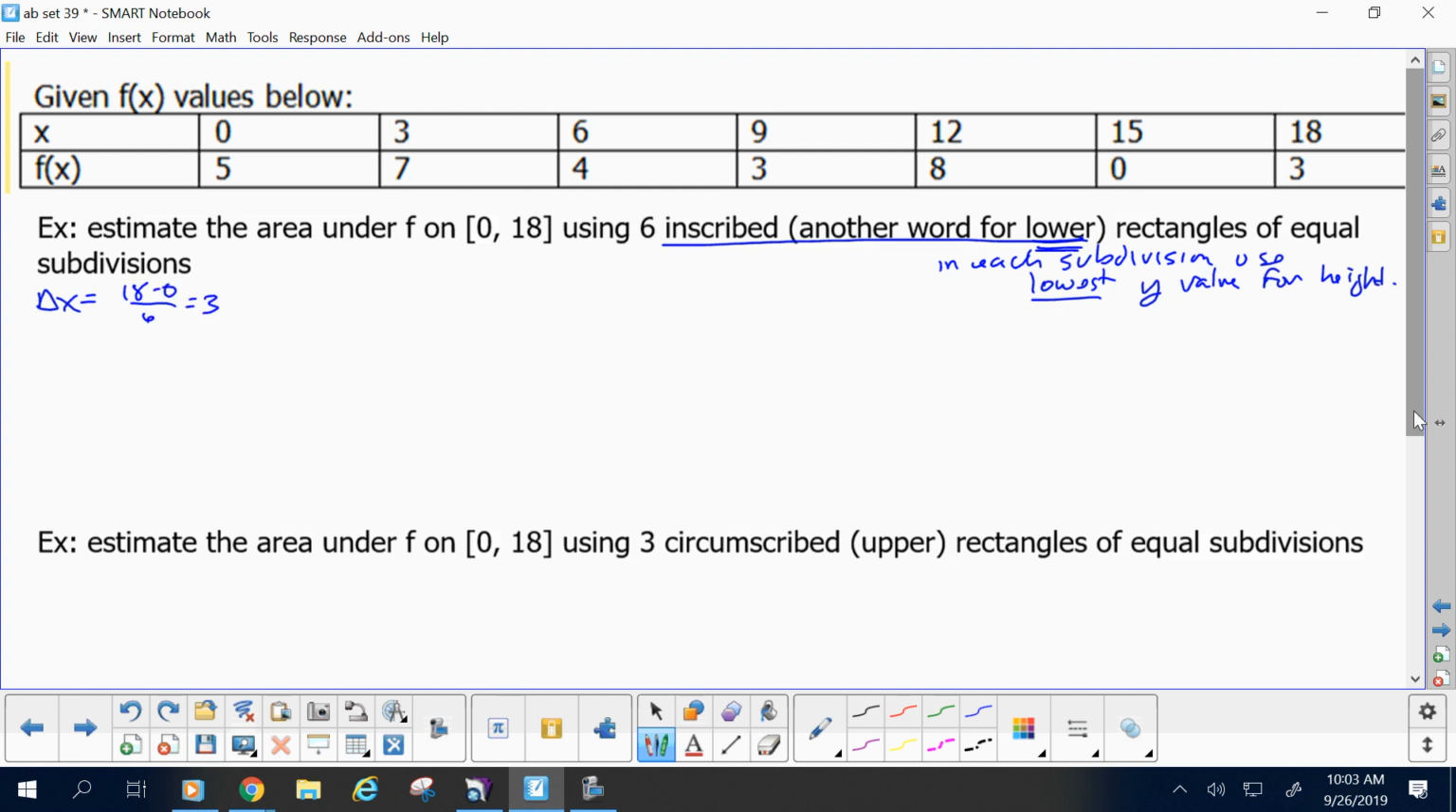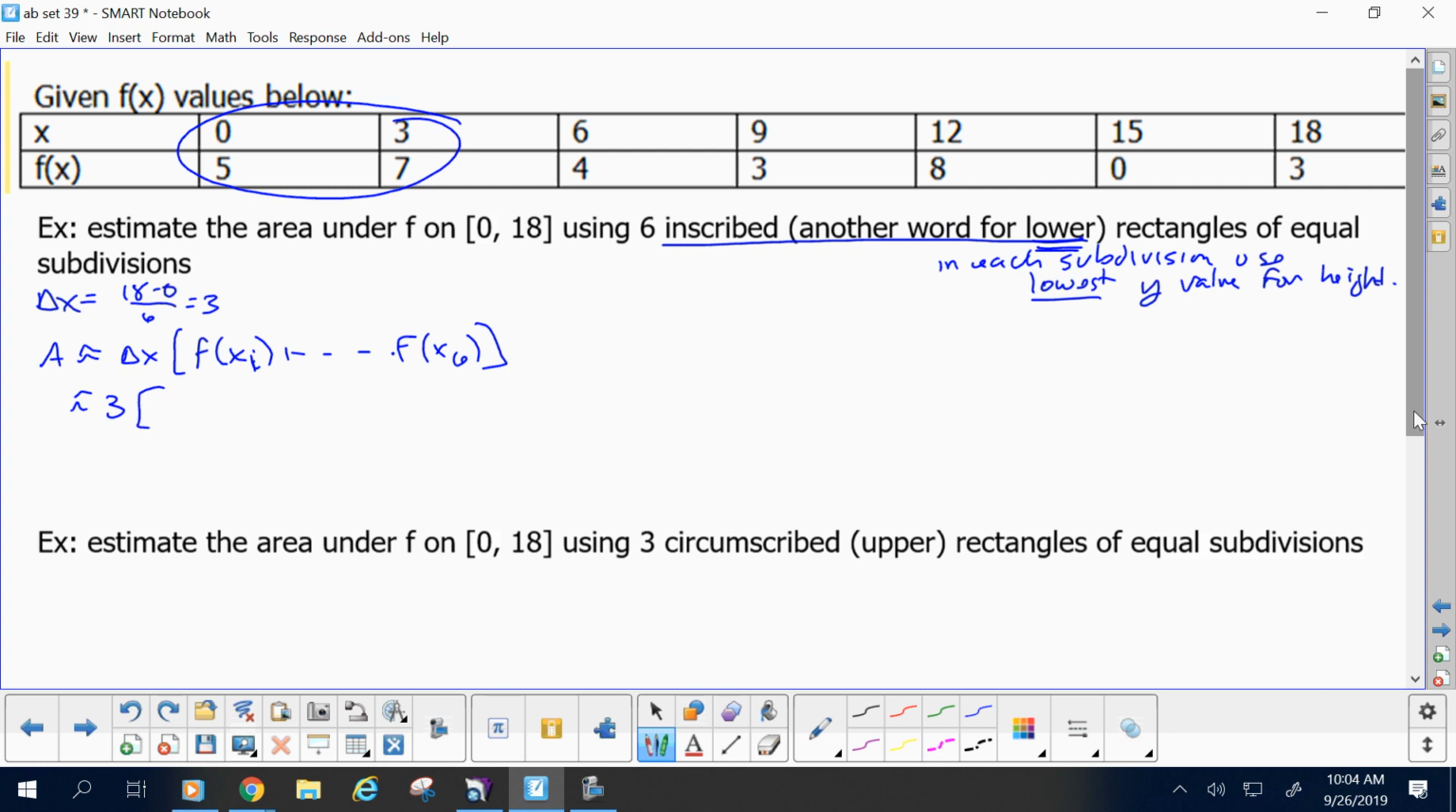Okay, so I'm going to go 0 to 3, 3 to 6, and so on. All right, so my area approximation, delta X will be outside, and I'm going to multiply by 6 different function values. Do you see where I'm coming from? Yeah. Okay, the delta X we just said is 3. We're all good.